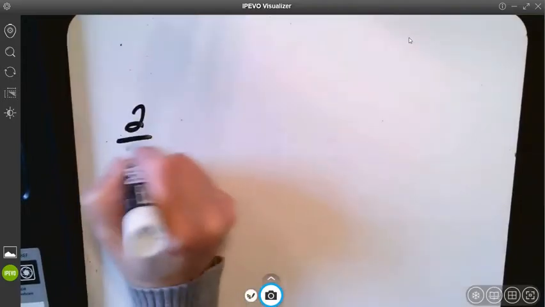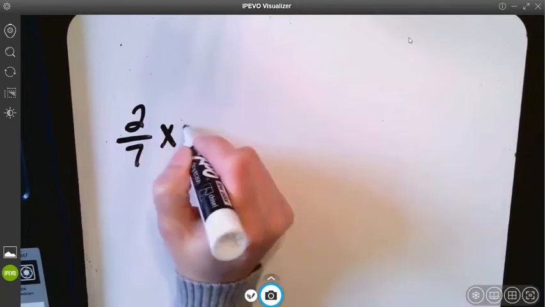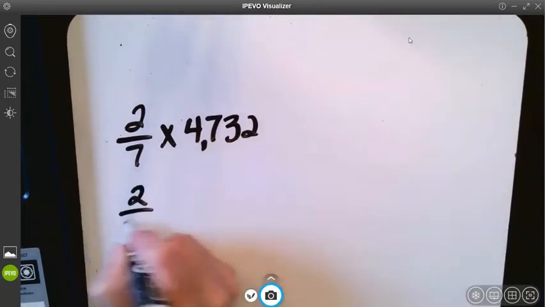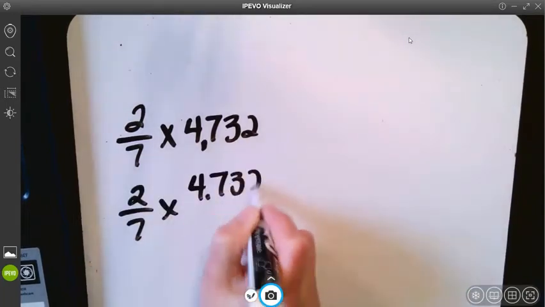Okay, so now let's look at the second problem. The second problem is even trickier. Noah saved 4,732 pennies. He gave 2/7 of the pennies in the missionary offering. How many pennies does he have left? Write the amount that is left using a dollar sign and a decimal point. So we need to figure out what's 2/7 of 4,732. So it's a multiplication problem. 2/7 times 4,732. So again, you're going to write it over 1.